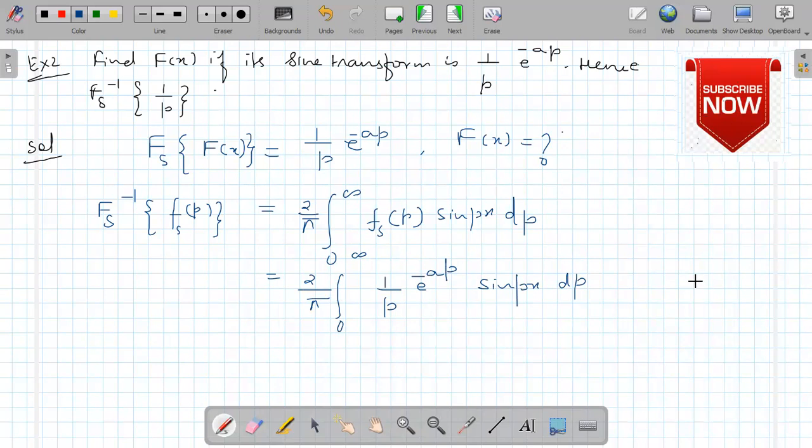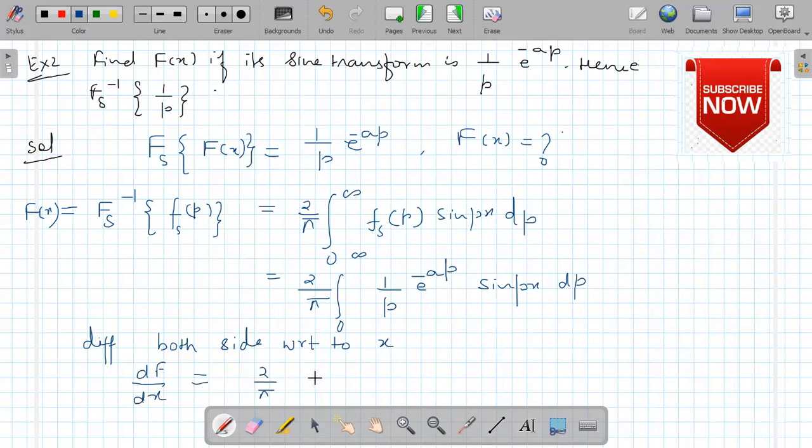Now differentiating both sides with respect to x, so that we have df over dx is equal to 2 upon pi integral e to the power minus ap divided by p into p cos px.